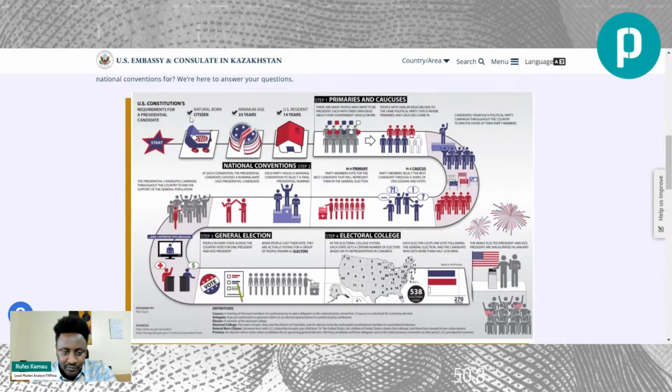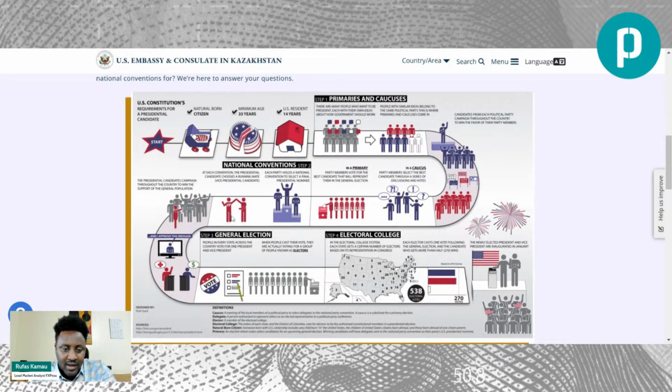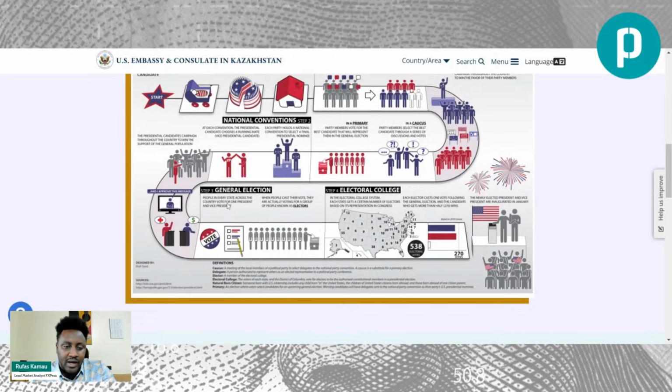As you can see, it basically starts with the nominations. For a person to be running for president, they have to be born in the US, a minimum age of 35 years, and a US resident for at least 14 years. Of course, there are two major parties, the Democrats and the Republicans, but there are also other parties as well as independents allowed. We have already gone through all those processes, and today is the D-Day for the general election.